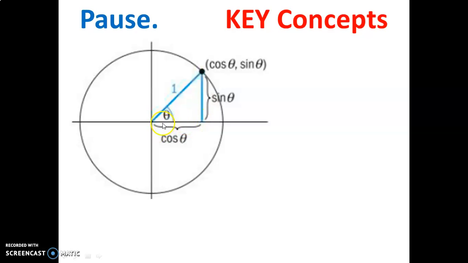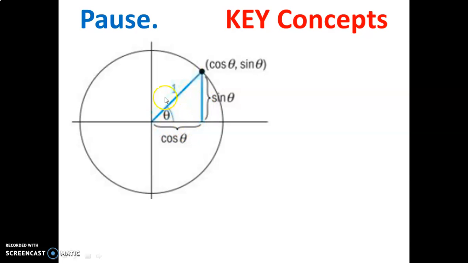The x value is equal to cosine of that angle, and the y value is equal to sine of that angle. So to get the coordinates, we just do cosine theta, sine theta. All right, make sure you remember that sine is always for y, cosine is always for the x value. Okay. Now, what about tangent? I see sine and cosine.